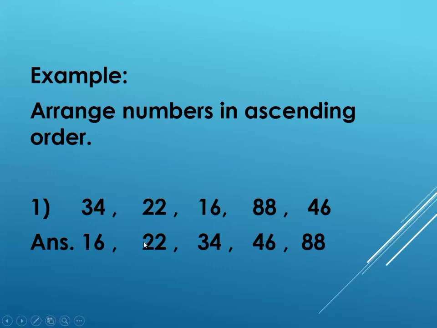So these numbers are arranged in ascending order. 16, 22, 34, 46, 88. In ascending order, we arrange numbers from smaller to larger. In ascending order, we start with the smaller number and end with the larger number.